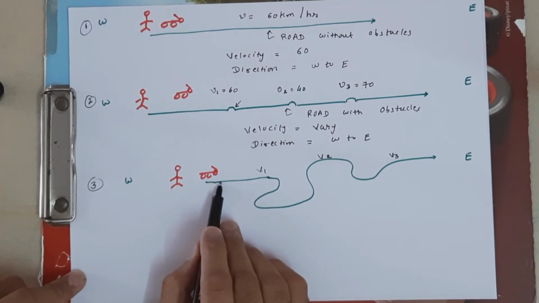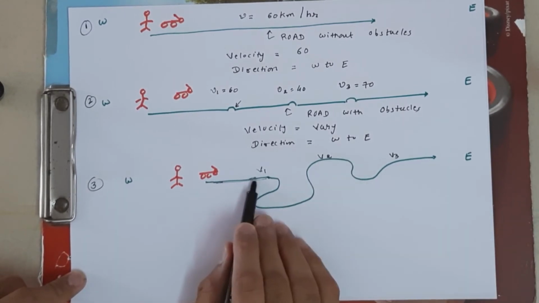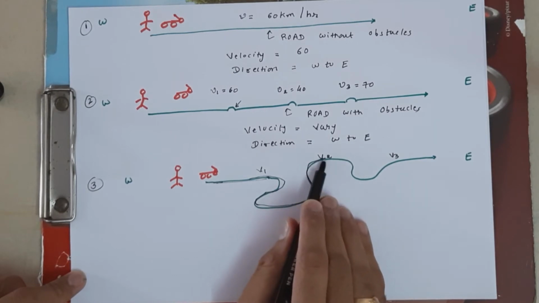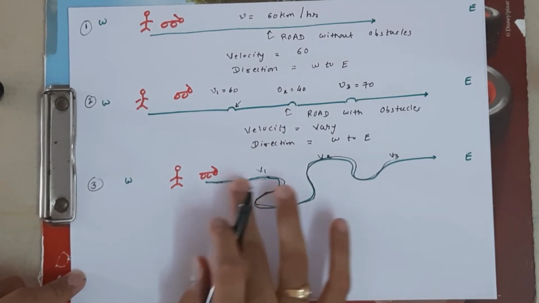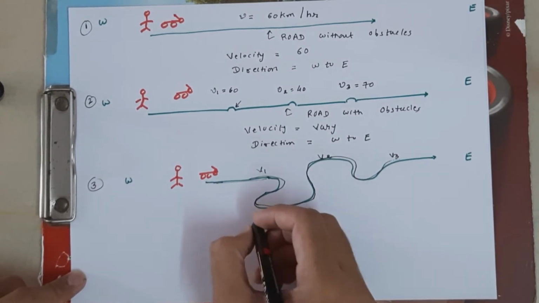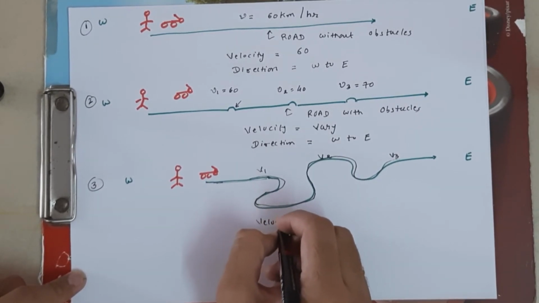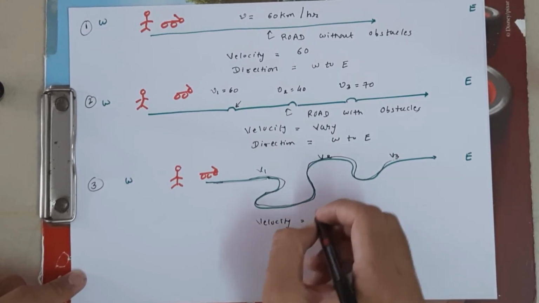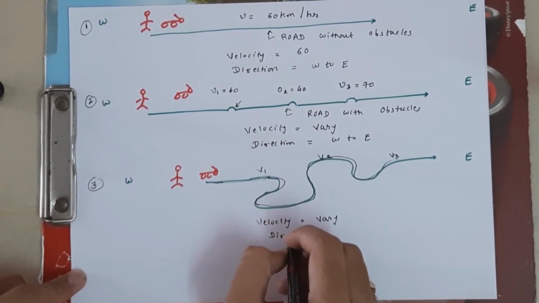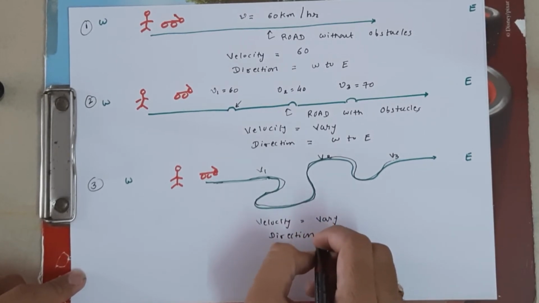Here the direction is from west to east, but now the direction is changed. At this point again the direction is changed, here again the direction is changed. So at each and every point the direction is also changed. This one is my third case. In this case the velocity of the motorcycle varies and the direction of the motorcycle also varies.